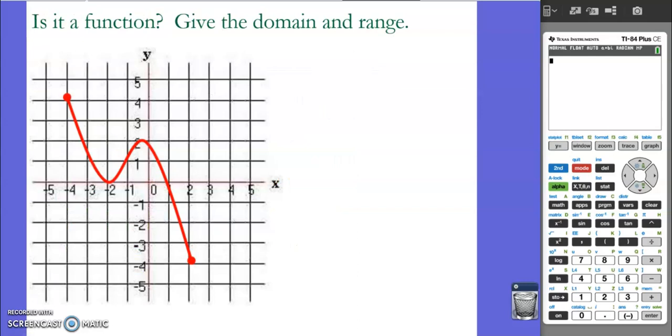So again, if you look at this, we want to look at, first of all, is it a function? And then two, I want to know what the domain is and what the range is, all right? So that's what we're going to be looking for.